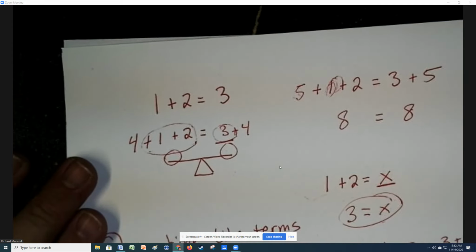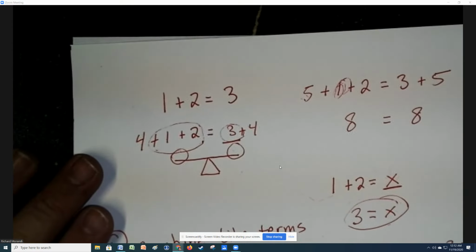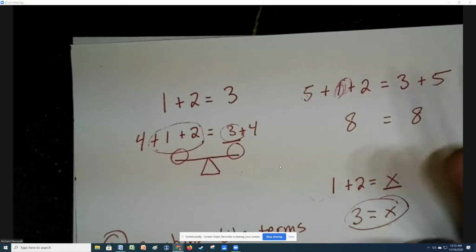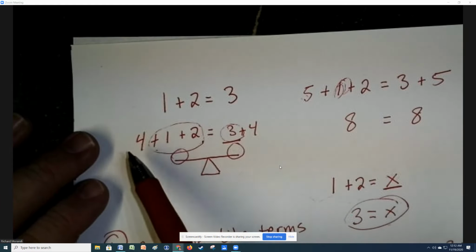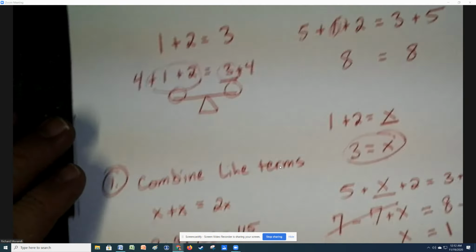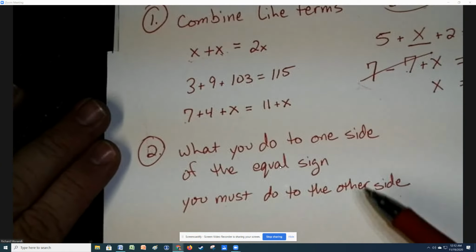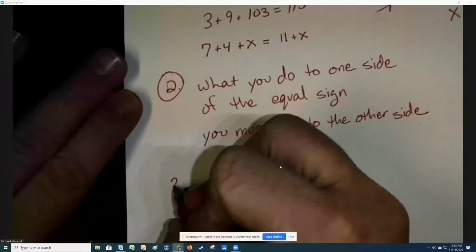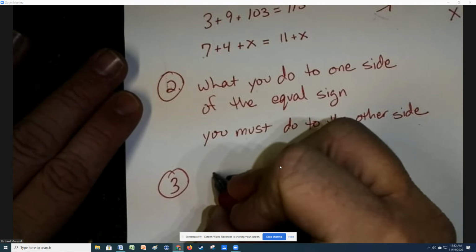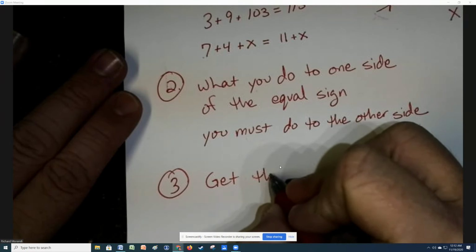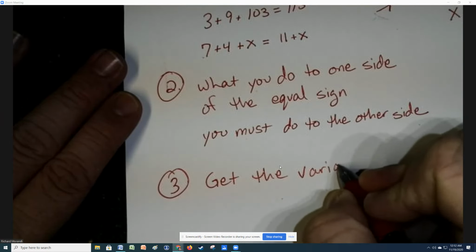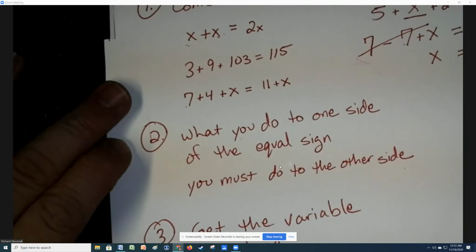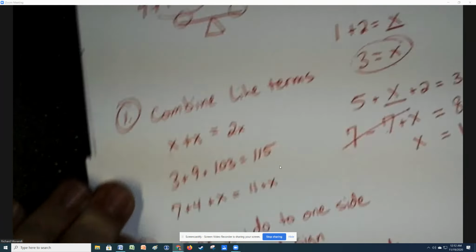And to be honest with you, it doesn't even matter what I do, even if it's not helping me solve the problem, right? Adding 4 to this doesn't help me solve the problem, but it's still true because I did it to both sides. So 1, combine your like terms. 2, what you do to one side of the equal sign, you must do to the other side. And 3, you're always trying to get the variable alone. Follow those 3 rules and you're going to solve these problems, no problem whatsoever.